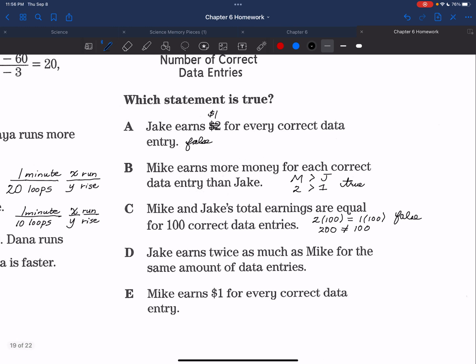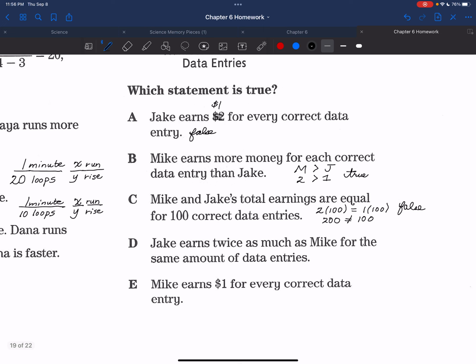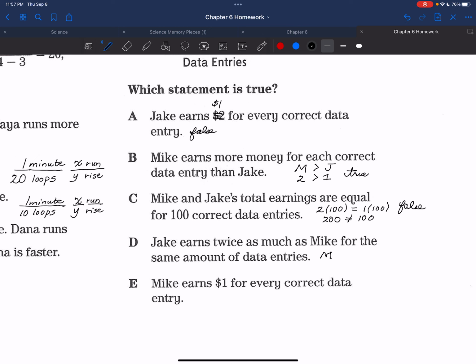Jake earns twice as much as Mike for the same amount of data entries. Well, remember, Mike earns $2. Let me do it this way. This is saying that Jake earns more than Mike. Jake earns $1 when Mike earns 2. That is a false statement.